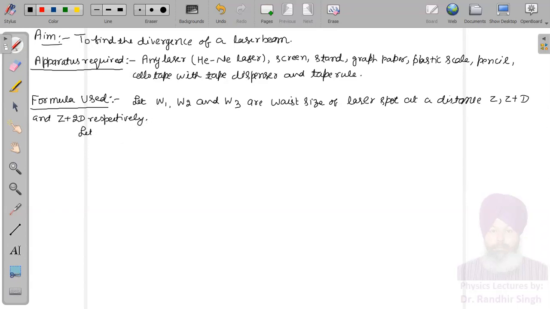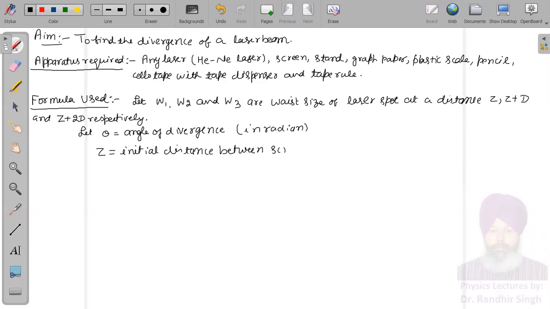Let theta be the angle of divergence in the units of radian, and z is the initial distance between the screen and the laser output. Capital D is the displacement of the screen.